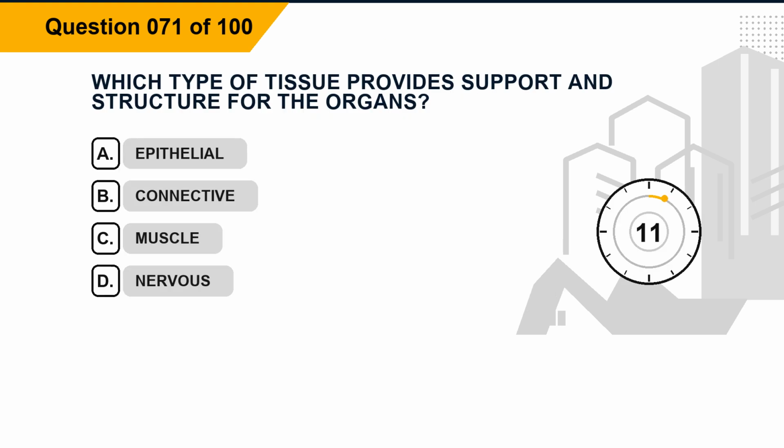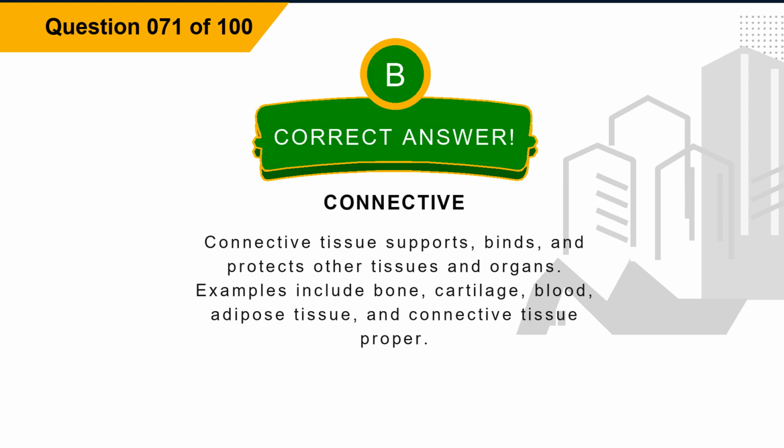Question 71. Which type of tissue provides support and structure for the organs? Option A, epithelial. Option B, connective. Option C, muscle. Option D, nervous. The correct answer is option B, connective. Explanation. Connective tissue supports, binds, and protects other tissues and organs. Examples include bone, cartilage, blood, adipose tissue, and connective tissue proper.